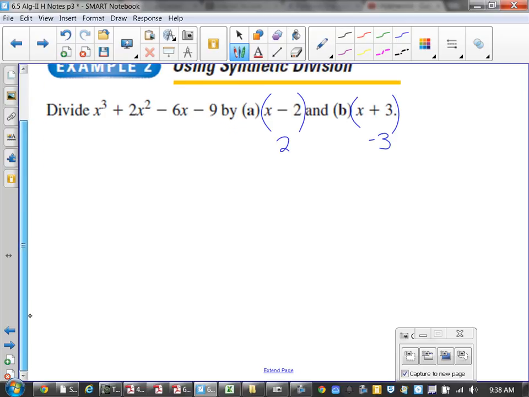So remember how we set up synthetic substitution like a week ago? We just plucked all the coefficients out, put them in descending order, put placeholders in if we needed it. Same thing. Synthetic substitution is the same thing as synthetic division. We just call it differently. So we have a 1, 2, negative 6, negative 9, and we'll do the first one by 2.